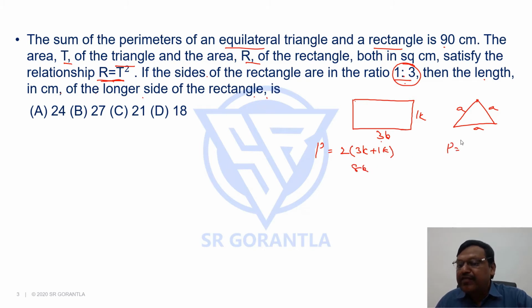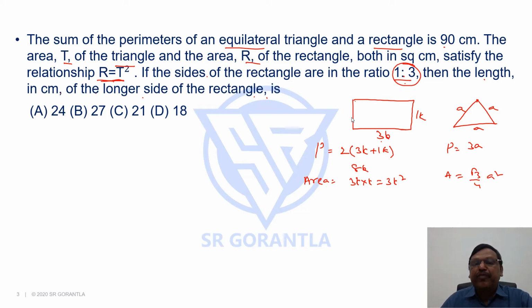And the perimeter of the equilateral triangle is the sum of three sides, that is 3a. And the area of the rectangle is length into breadth, that is 3k into k, that is 3k squared. And the area of the equilateral triangle is root 3 by 4 a squared.